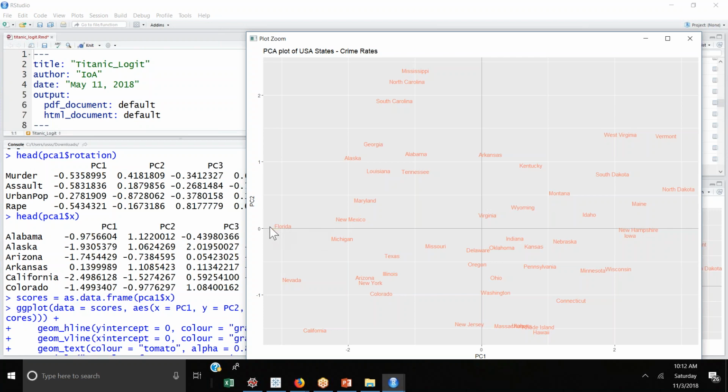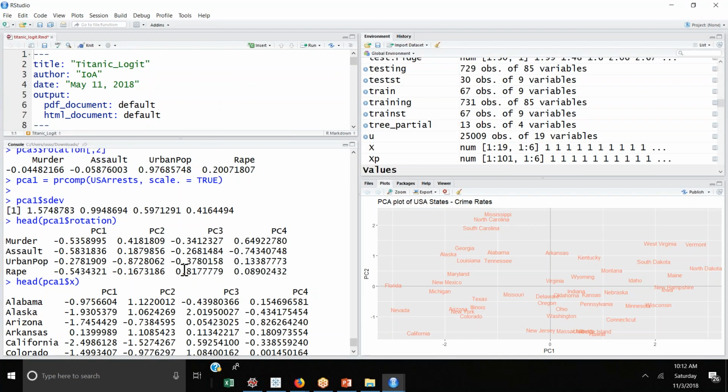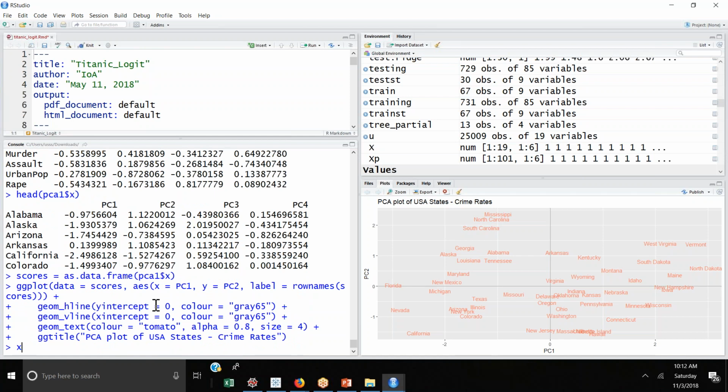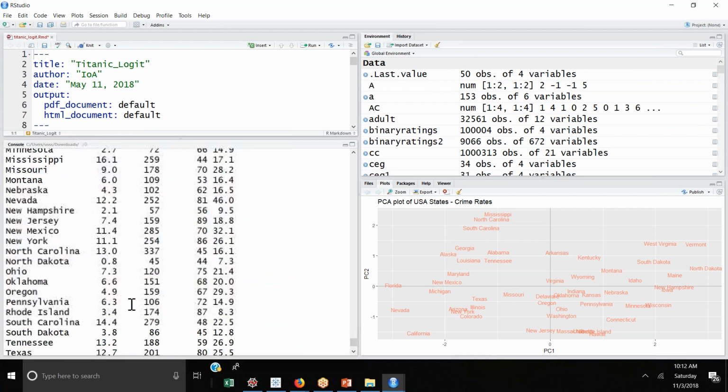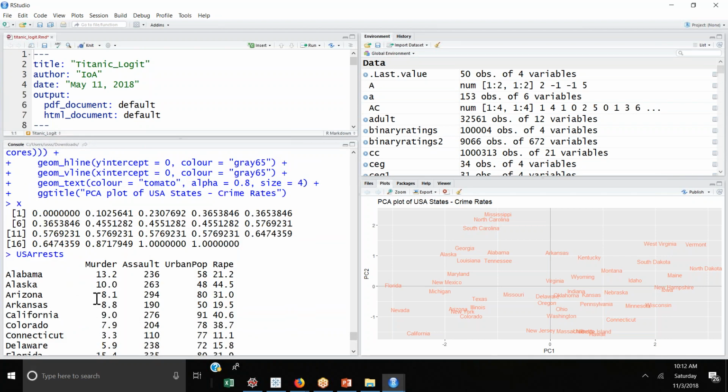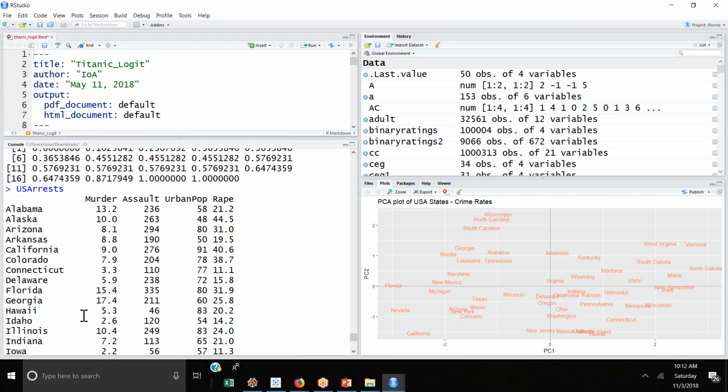Are you with me? One way to understand is to go back to the original data and see whether it makes sense. That's another way. What is the original data? Data of USArrests. Let's take Florida. Florida's murder is extremely more. Are you with me, guys? That's exactly what is captured here.